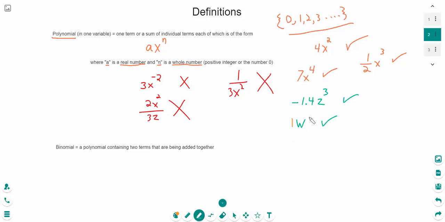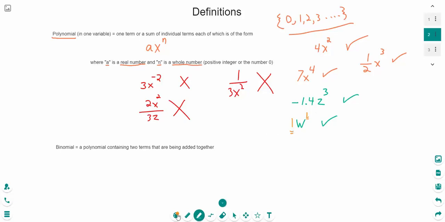And if we don't have any power designated, what is the invisible power? It's just a 1, right? So we could rewrite that w as a 1w raised to the 1. And if we do that, we see clearly that, hey, we do have an a, we do have a coefficient here of 1, and we do have an n, we do have a power of 1, and 1 is certainly within the whole number set. So therefore, this is a polynomial. So it's a very simple polynomial, but it is a polynomial.